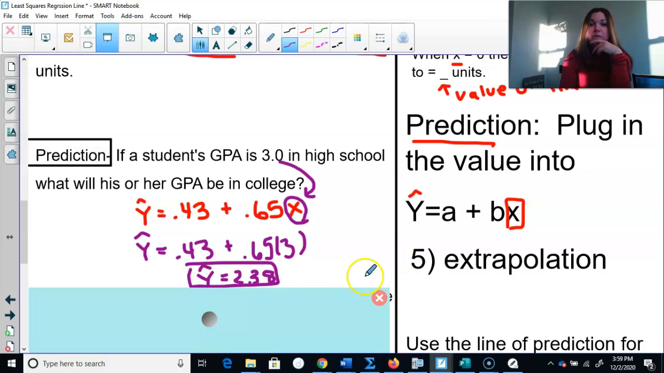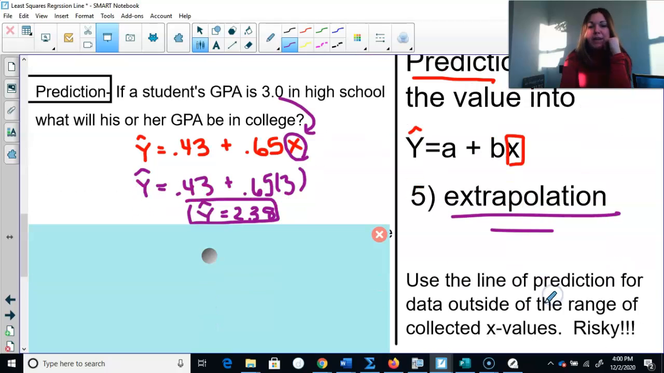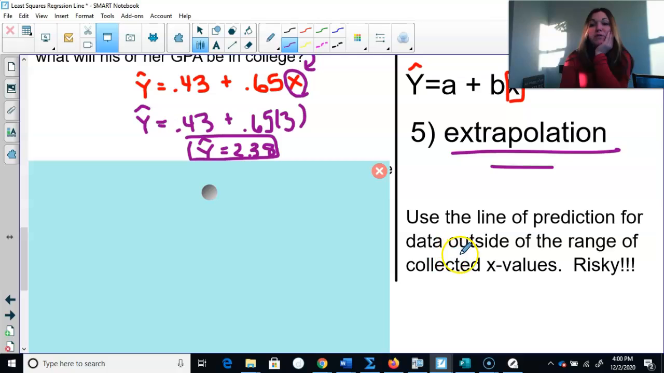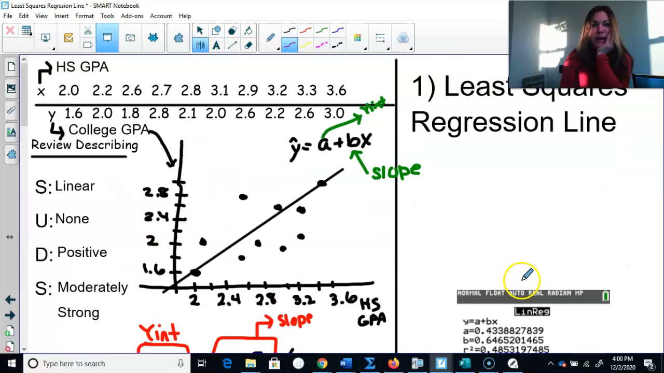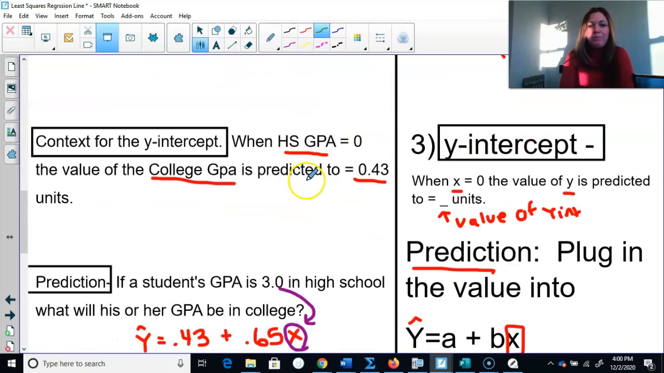Now, there's an issue that can happen when we're using the line for prediction, and that's called extrapolation. This is using the line for prediction for data outside of the range of the collected X values. This is risky. The collected X values go from a minimum of 2.0 to a maximum of 3.6. Anything below 2 or above 3.6 is called extrapolation, and that's a risky prediction.